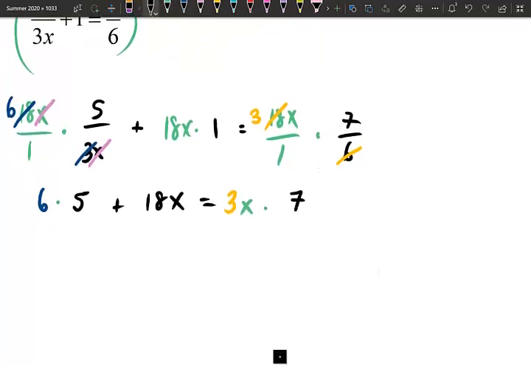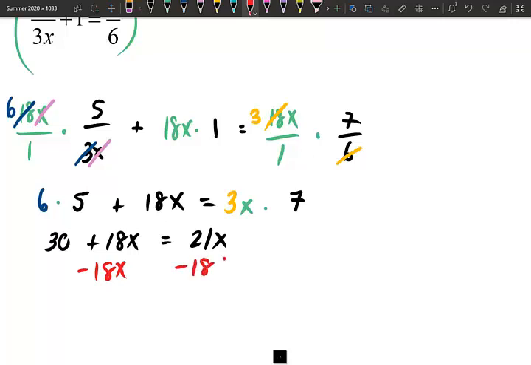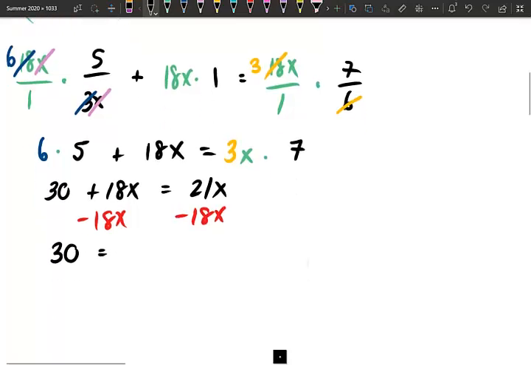Let's simplify. So 6 times 5 is 30. Plus 18x equals 3x times 7 is 21x. Let's solve for x. So I'm going to subtract 18x over. And when we do, we're left with 30 equals, so 21 minus 18, we get 3x. Divide by 3. And we get 10 equals x.